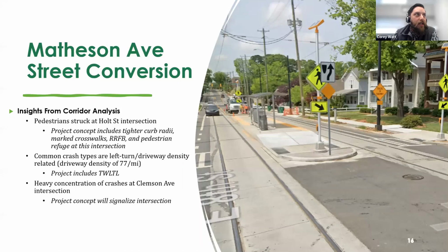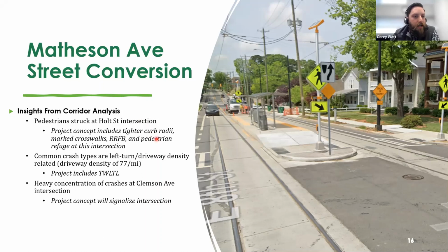And just some major insights that we drew from that corridor analysis, from getting all of that data in one place. At one of the intersections, there was actually a pedestrian involved crash where they were struck by a vehicle that didn't see them because of the way that the crossing was laid out. And so to address that, this project concept that we're developing includes tighter curb radii, marked crosswalk, RRFBs, pedestrian refuges at this intersection where that crash occurred. And we actually just decided, instead of an RRFB, to go up to a pedestrian hybrid beacon there to respond to some of the concerns the neighborhood had.